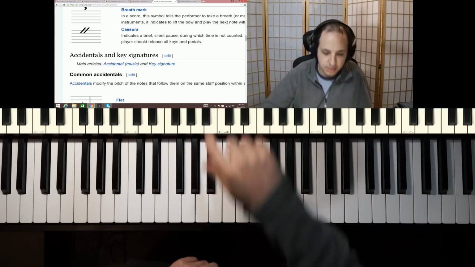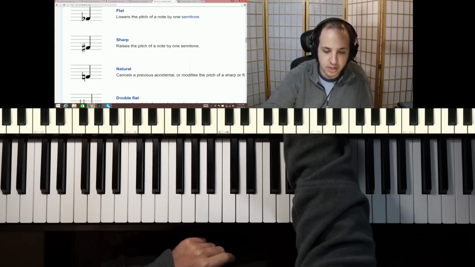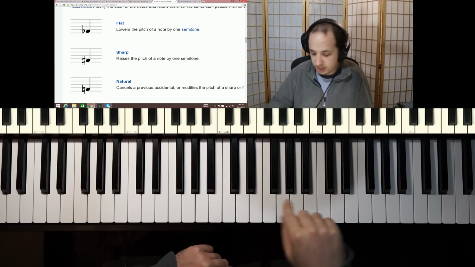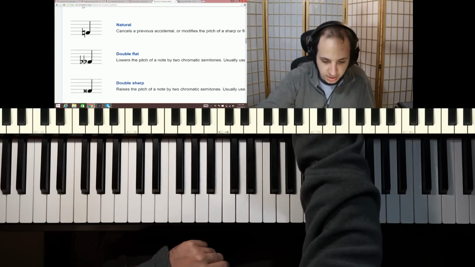Okay, and then we have our flat and sharp. A lot of people know what they are. Flat, you go one note to the left, one half step to the left. Sharp is one half step to the right. Natural cancels any of those out.